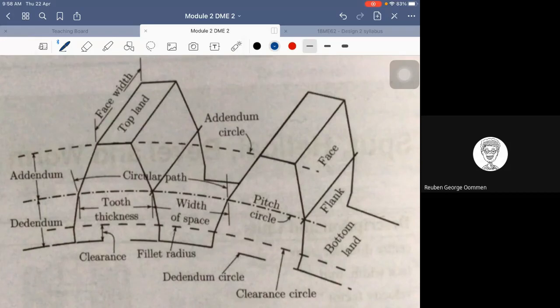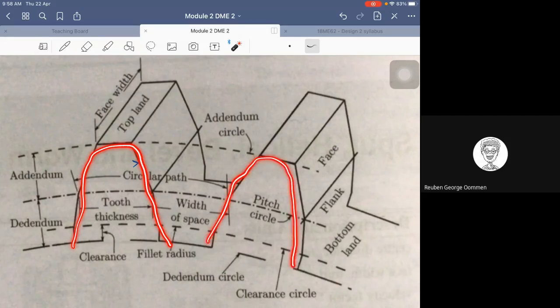Very good. So if I take one particular point here, and the same point on the other end of the tooth profile, so this is one tooth, correct? This is one tooth and this is the other tooth. I have marked this particular point here. At the same point, if I mark on the other tooth, and measure the distance between these two points, that is known as a pitch. Good. Very good.